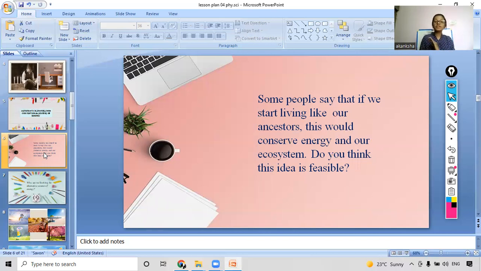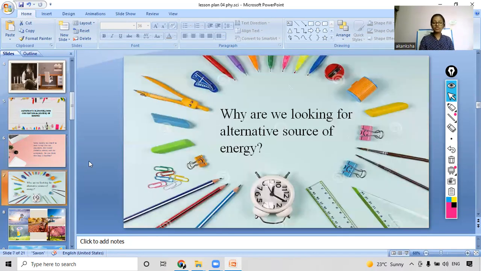Okay, so some of you agree and some of you don't. It's good to see both the ideas. Now we will come to our last question for this topic. Why are we looking for alternative sources of energy? It is a very simple question. You can write in the chat box. We'll give you 5 seconds and then we will move on.